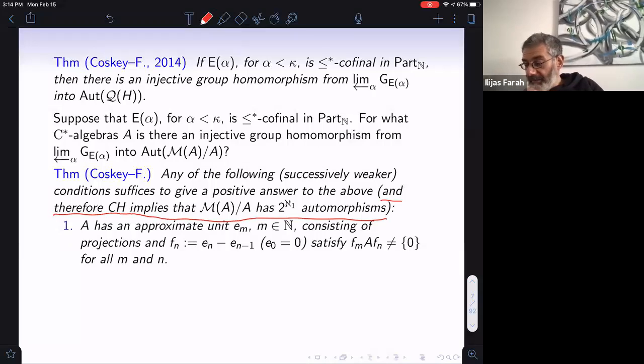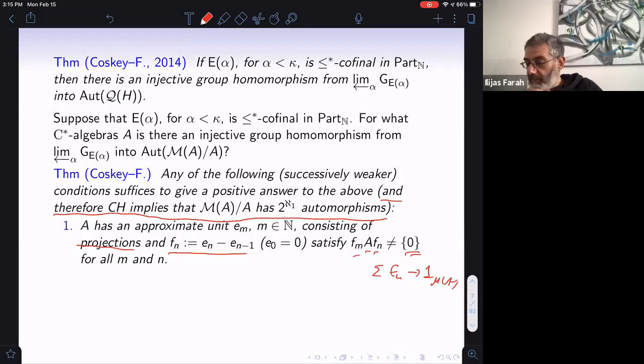Okay, so the first case: if A has a countable approximate unit consisting of projections, with the property that if we take Fn to be a difference between these projections, so that the sum of Fn's converges strictly to the unit in this algebra A, then what you want is that Fm A Fn is non-zero for all m and n.